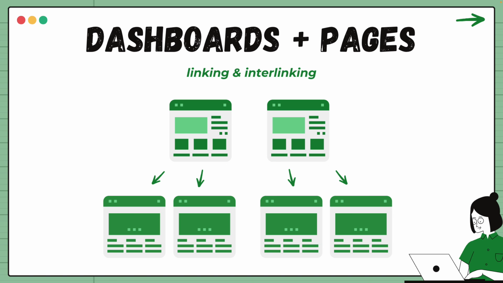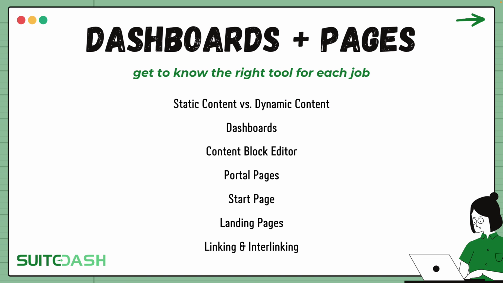Okay, so let's review what we've covered. Static content versus dynamic content. That's pretty simple. We looked at dashboards and how they're assigned using the priority logic. The content block editor is the powerful proprietary block editor that enables dynamic integration with the rest of the platform and all the data that you have stored in the platform. Portal pages are equivalent to what we would call an intranet. A start page is a single portal page that's designated as the start page based on some logic, usually a circle.